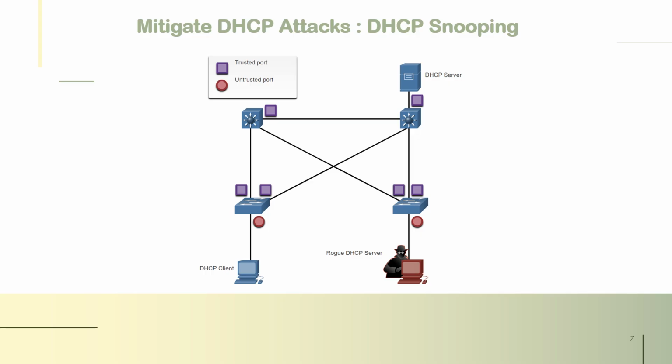A DHCP table is built that includes the source MAC address of a device on an untrusted port and the IP address assigned by the DHCP server to that device. The MAC address and IP address are bound together, and therefore this table is called the DHCP Snooping Binding Table. And there are some steps to implement this DHCP snooping.